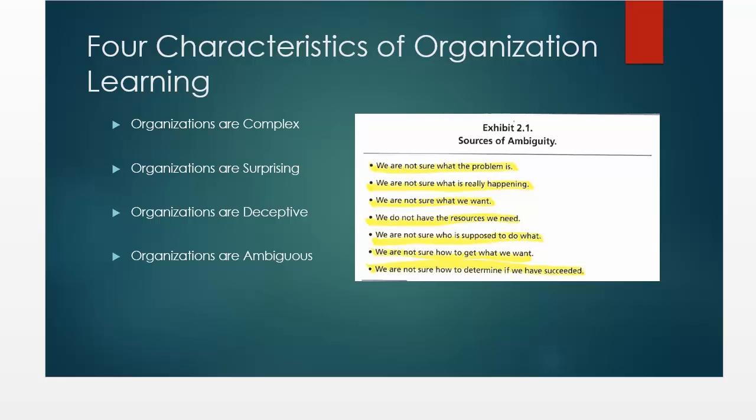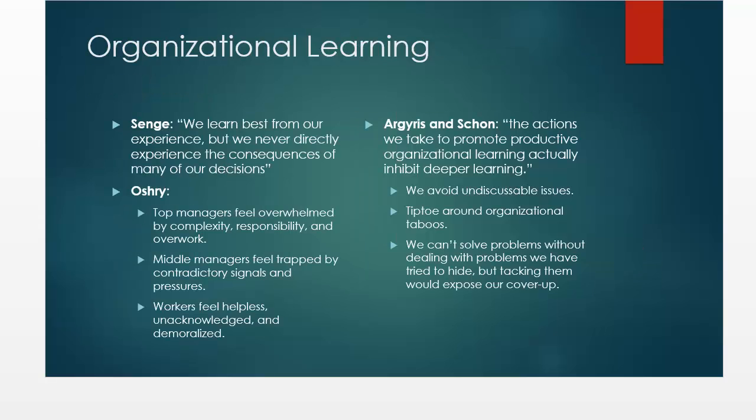We're not sure who is supposed to be doing what because there's so many people involved, or there's some form of shared governance associated with it. We're not sure how to get what we want, and we don't have those metrics to determine that in fact we've succeeded. It's not neat and tidy. It's complex and surprising and deceptive and ambiguous.